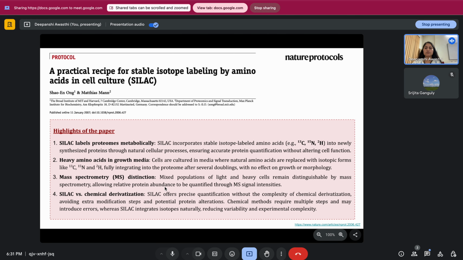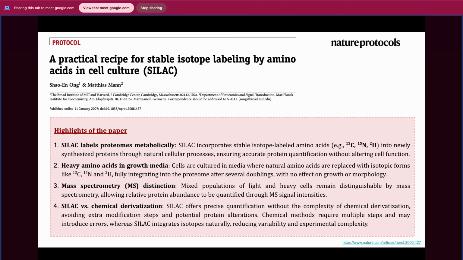Now we will quickly go through one of the literature in which they have mentioned how the SILAC is used. So in this, it is the entire protocol of how the different steps are there. So we will see so that you can remember these steps if you go through this paper.